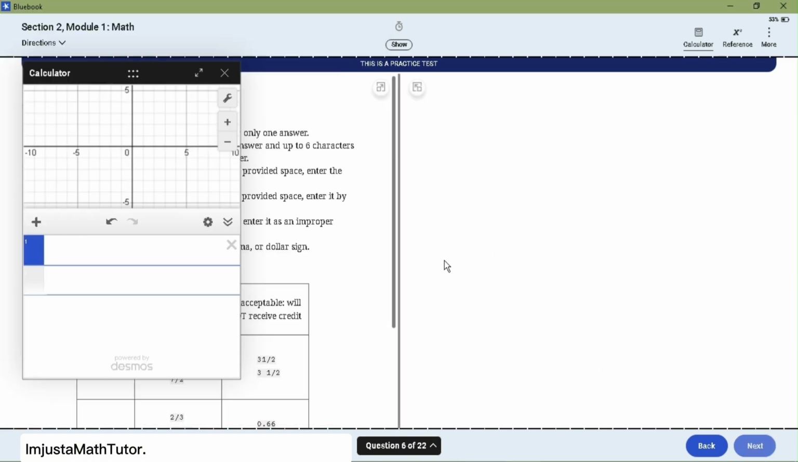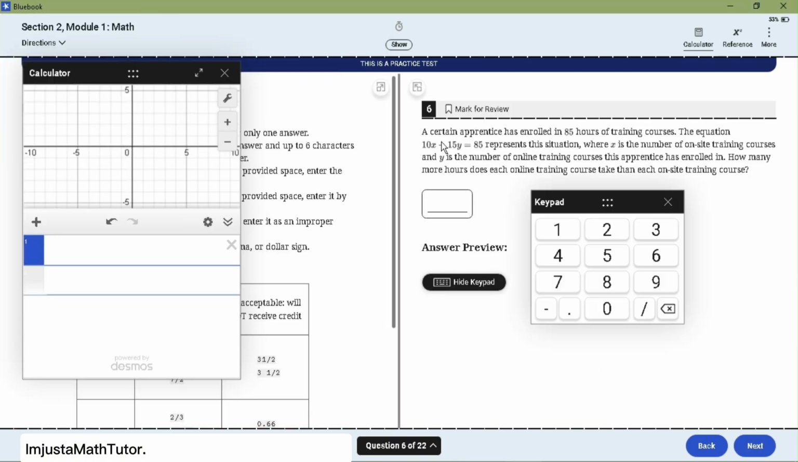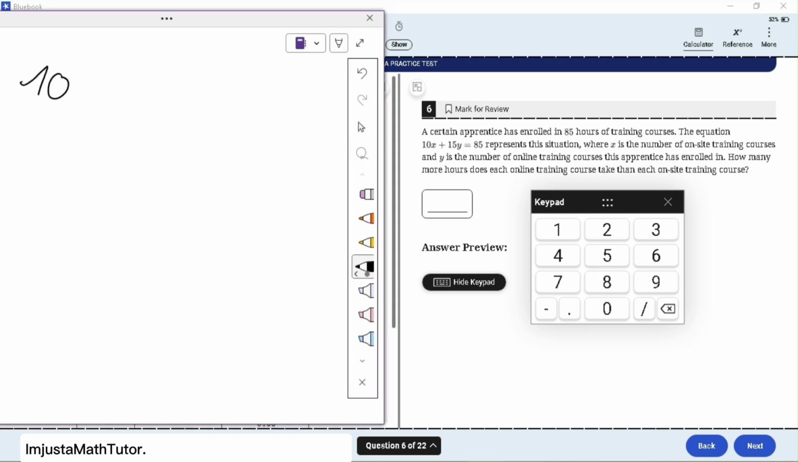A certain apprentice has enrolled in 85 hours of training courses. The equation 10x plus 15y equals 85 represents this situation, where x is the number of on-site training courses and y is the number of online training courses this apprentice has enrolled in. How many more hours does each online training course take than each on-site training course?